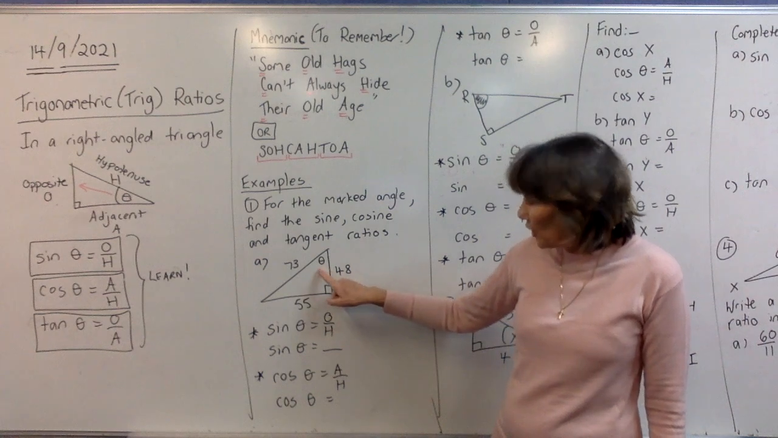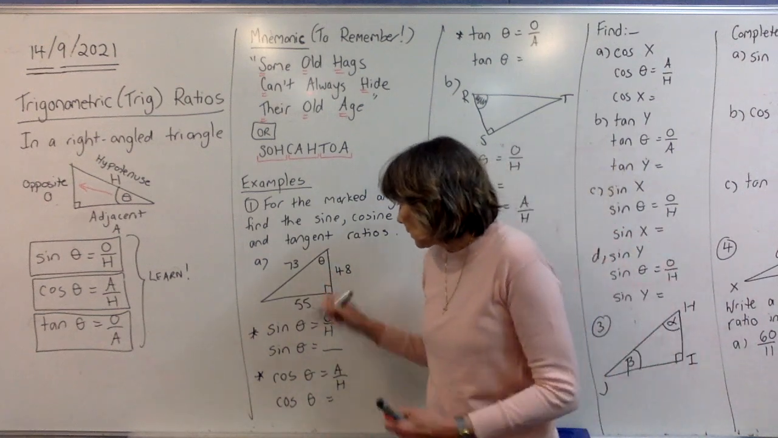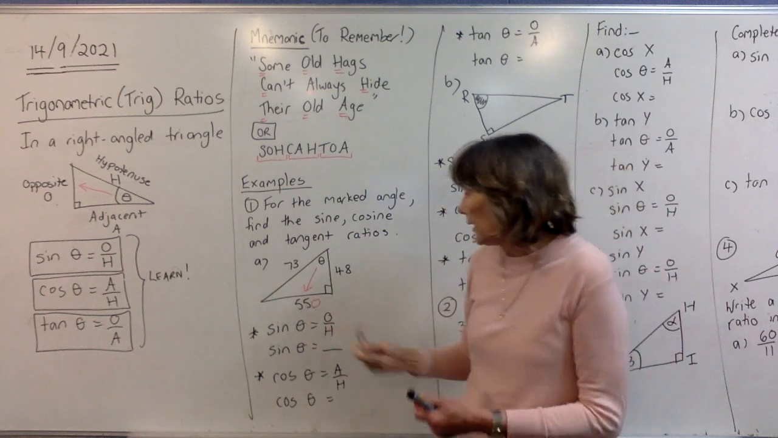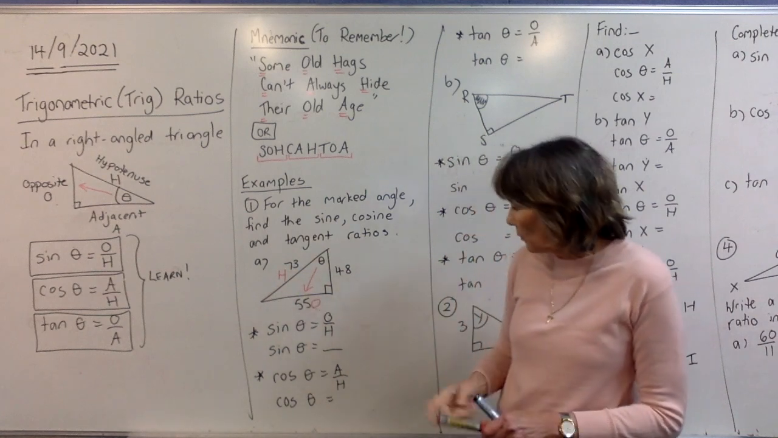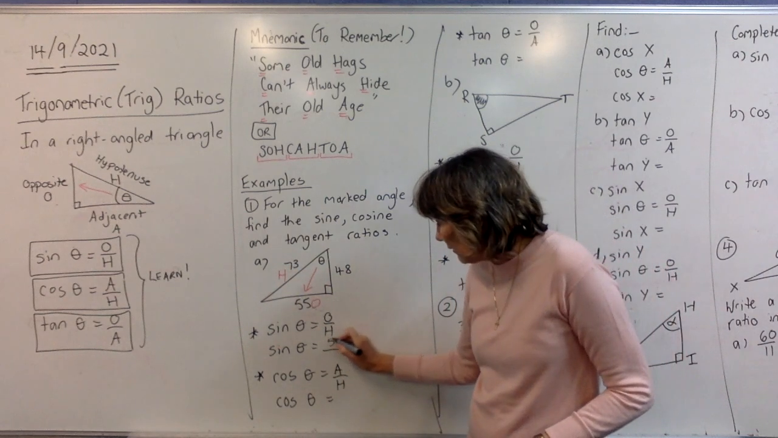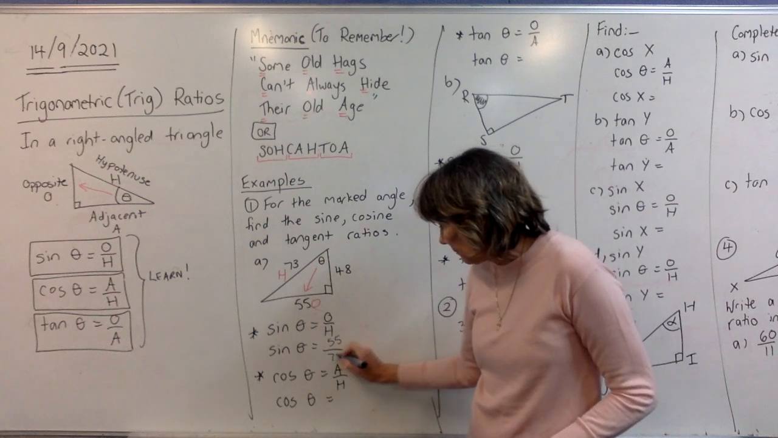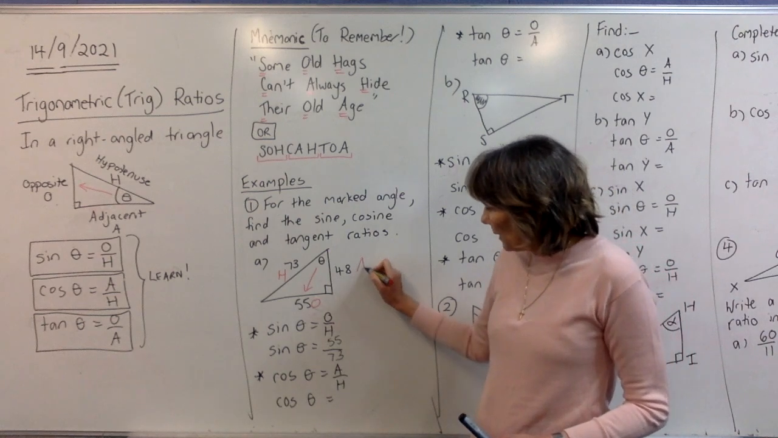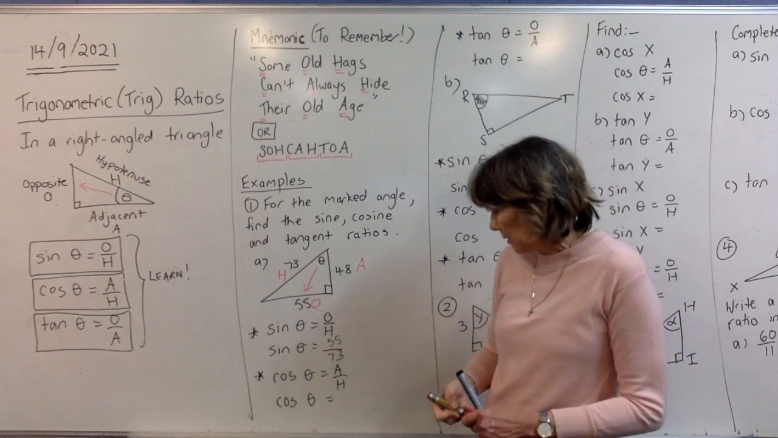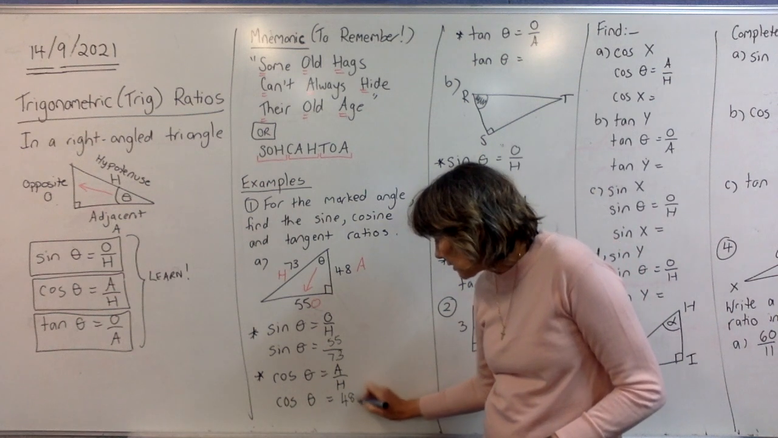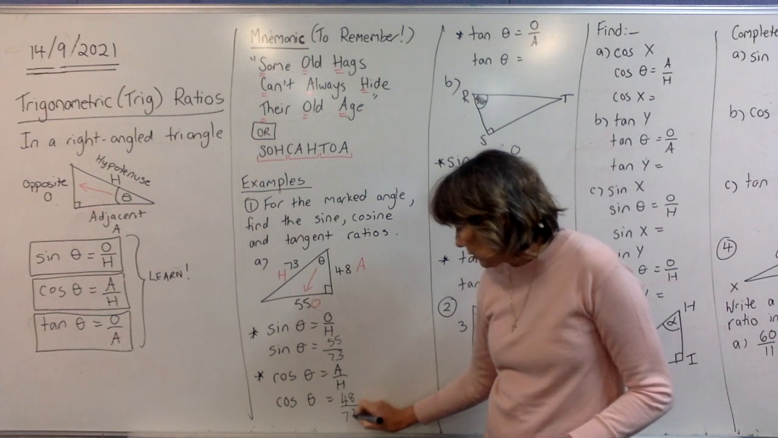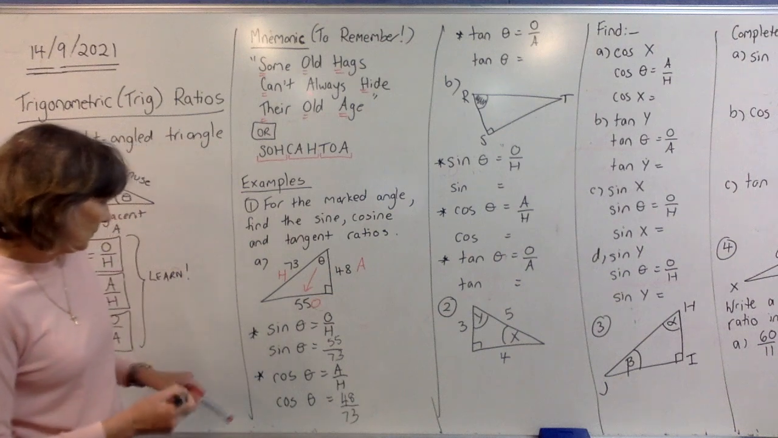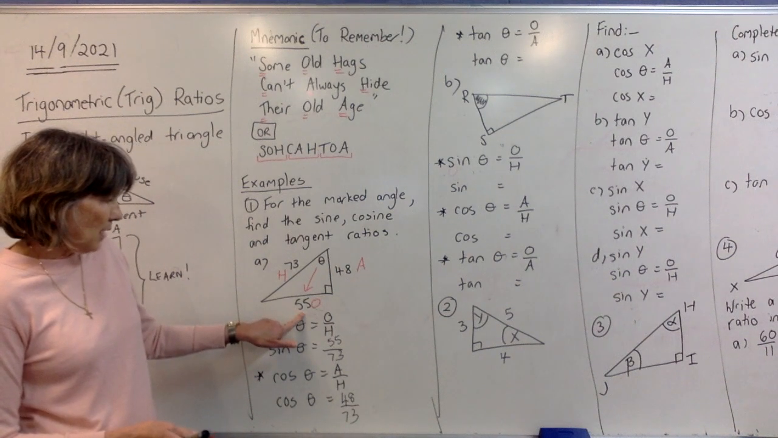So now, there's your theta. The opposite side is opposite that. So that is O. Our hypotenuse is always opposite the right angle. So that is H. So we can write sine theta equals 55 over 73. Okay, cos theta equals A over H. So this would be our adjacent side, the only one we haven't marked. So that's going to be 48 for our adjacent side over 73 for our hypotenuse. And our last one here is tan. So tan theta equals O over A. So tan theta equals 55 over 48.